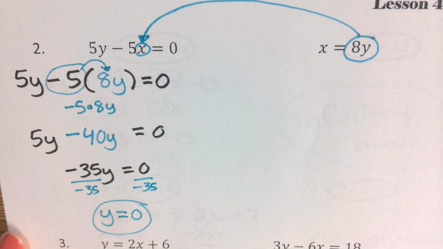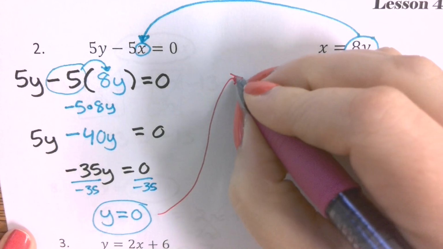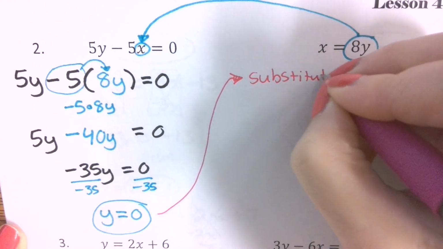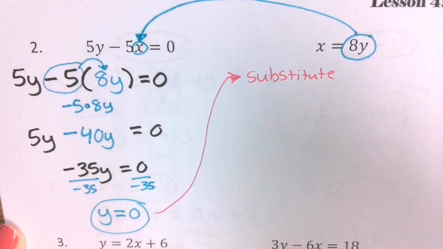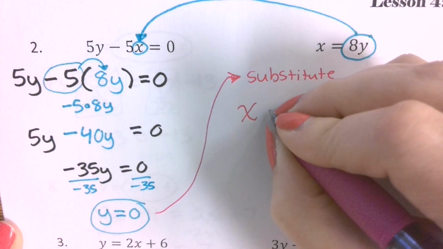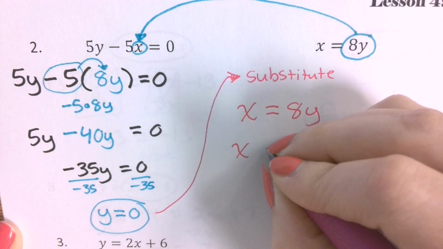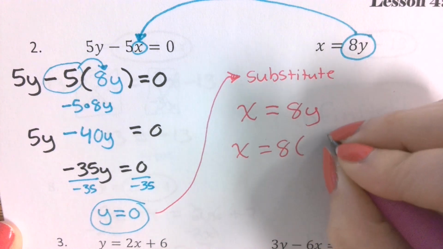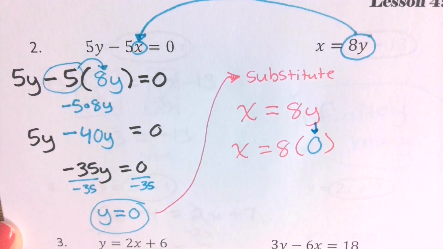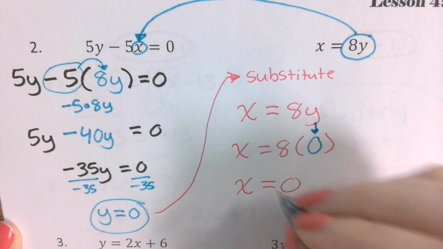Okay, now we're going to substitute it in. I'm going to substitute in so I can solve for x, and the one that I'm going to substitute it in is where x is already isolated. So I'm going to substitute x equals 8y. I'm going to replace the y with 0, because that's what I just solved y for. And what's 8 times 0? 0. So I get x is equal to 0.